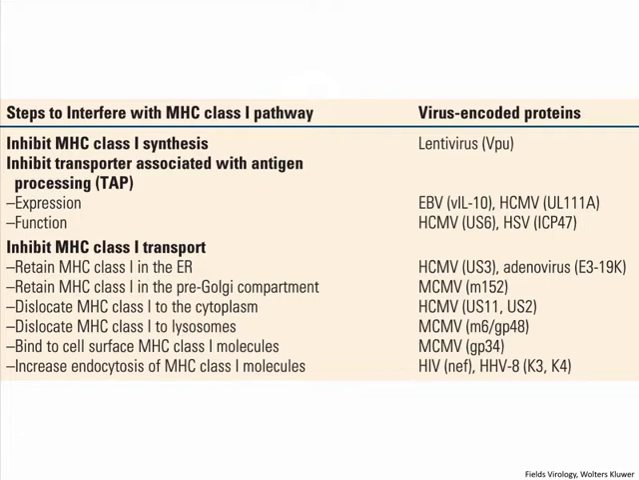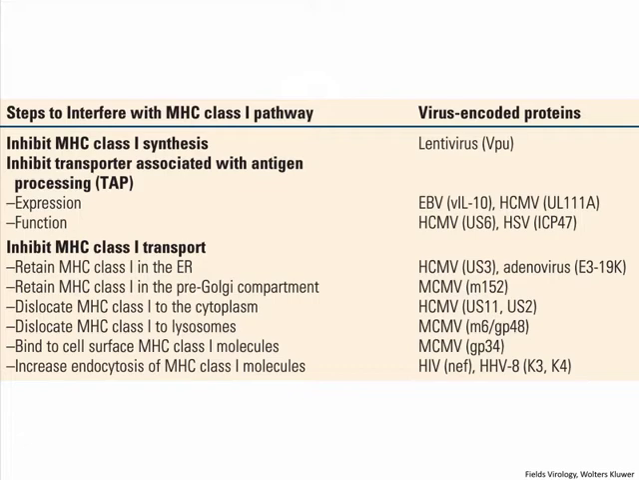Some viral proteins make the class 1 stay in the ER. They never make it to the cell surface. Some of them retain it in the pre-Golgi. Some of them direct it to the cytoplasm where they can't get to the cell surface. Some of them dislocate it to lysosomes where they're degraded.